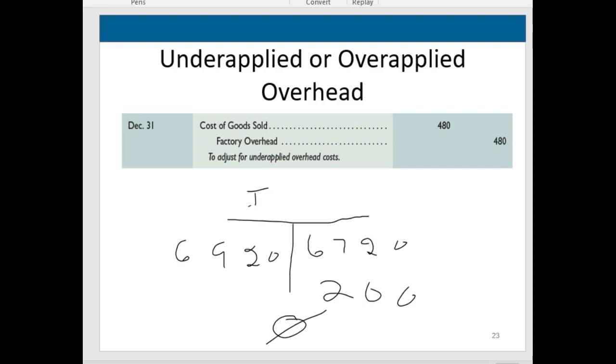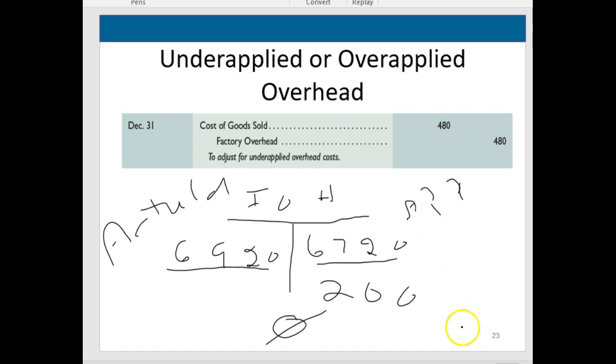So here's factory overhead. It has 6720 in it. We then applied the actual. This is the applied. This would be easier if I do this. This is the applied. This is the actual. Now this account, factory overhead, has to be zero. It has to be balanced out. So right now there's a difference of $200, and that's on the credit side.